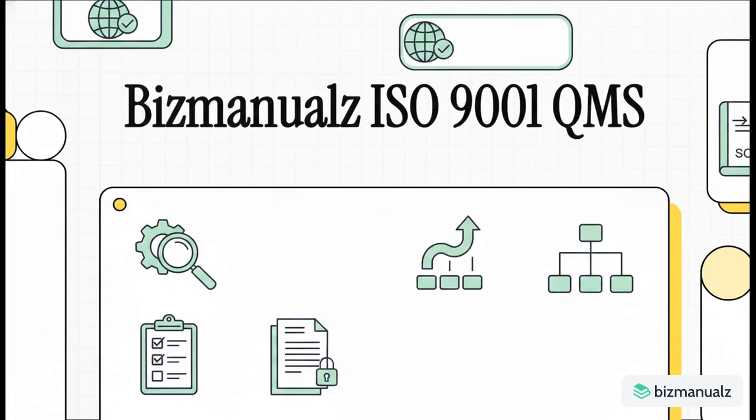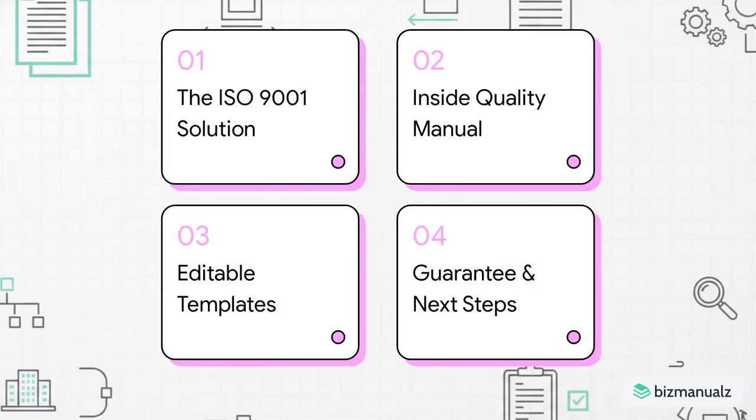But what if you could just bypass the hardest part of it all? Today, we are exploring the Bizmanualz ISO 9001 Procedures for Quality Management Systems book. This explainer is specifically designed to unpack this done-for-you solution, and we're going to show you exactly what is inside this toolkit and how it provides compliance without all that overwhelming friction. Okay, let's dive into this.